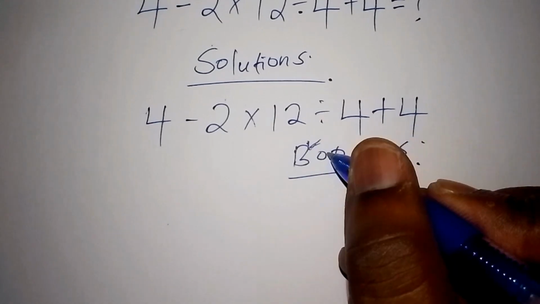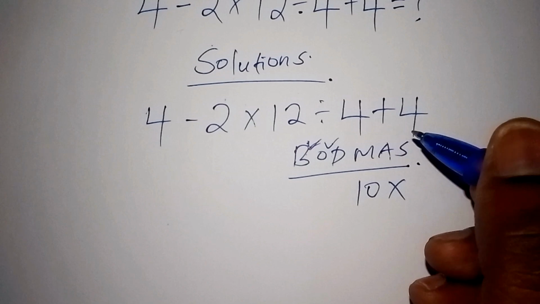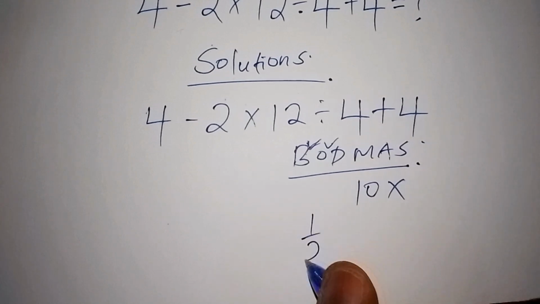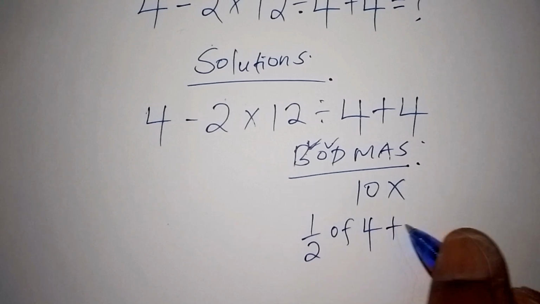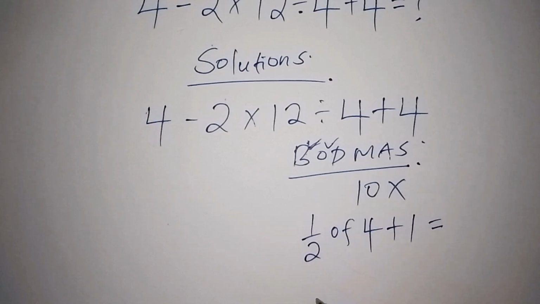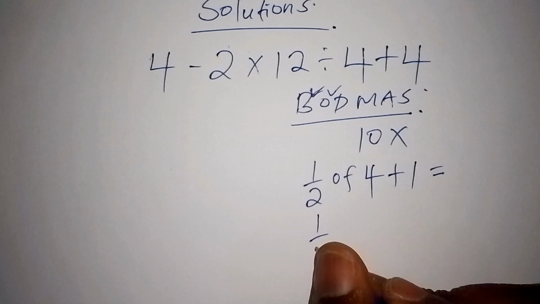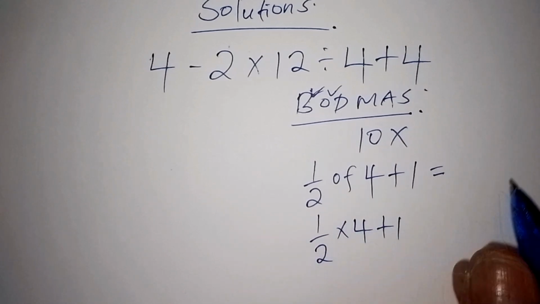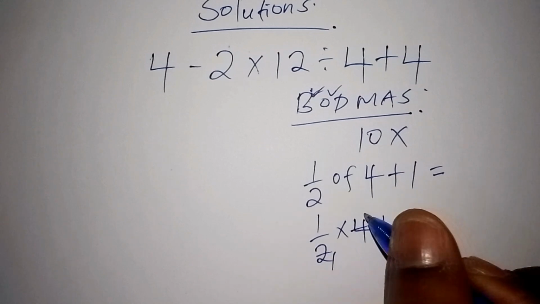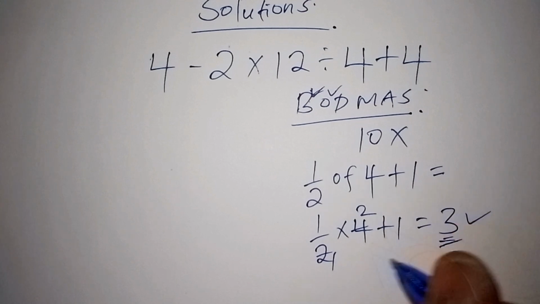B stands for the bracket, O stands for of. So these two are not there. There's no bracket, there's no of. An example, when you have 1 over 2 of 4, and then we also have plus 1, you're supposed to work out the of first, meaning a half multiplied by 4, plus 1. So in this case, you shall have 2, and 2 plus 1 is 3. So possibly our answer is 3 in this case.